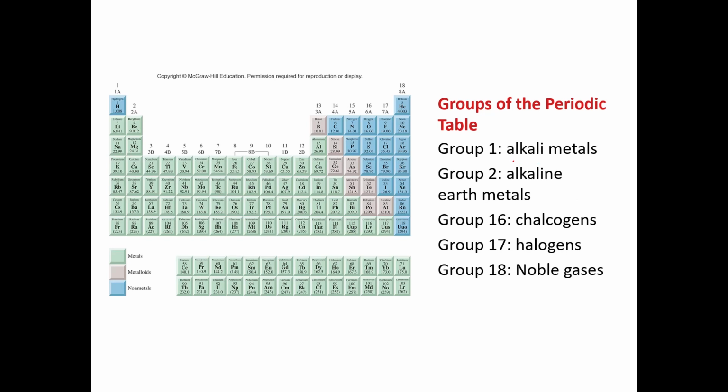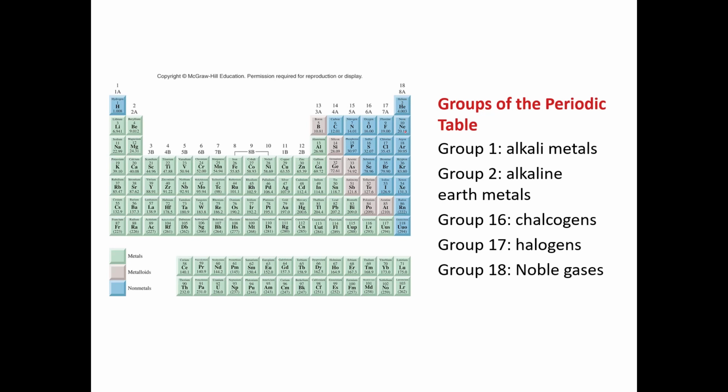Alkali refers to a base. So those elements, especially in group 1 and also group 2, if you combine them with the hydroxide ion, they form very strong bases. We go over to the other side of the periodic table.